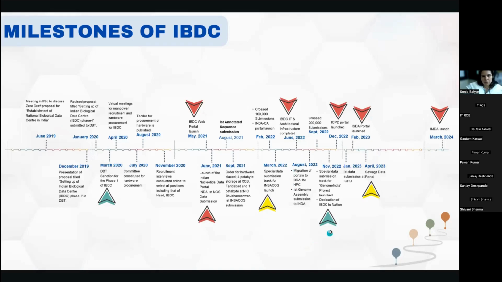Then in November 2022, we again collaborated with Genome India and developed a special track for Genome India submissions. And in November also, IBDC was dedicated to the nation. Then in December, we launched another portal, the Indian Crop Phenome Database. And in February, we launched the Indian Structural Data Archive. And in April 2023, we collaborated on another project, the Sewage Data Portal. We launched this portal. And then very recently, in March 2024, the Indian Metabolome Data Archive was launched.